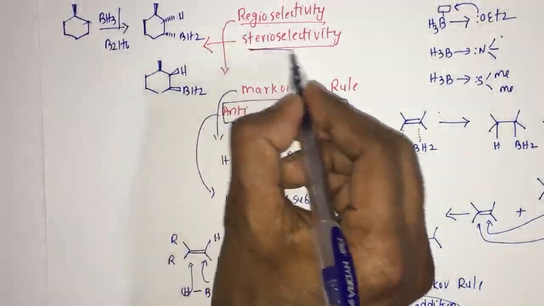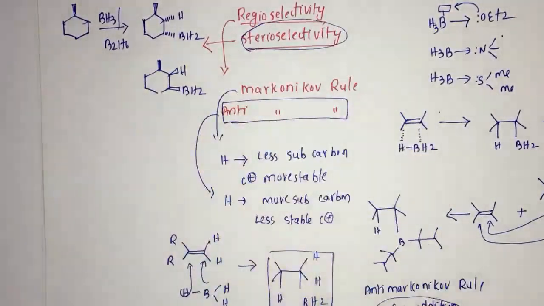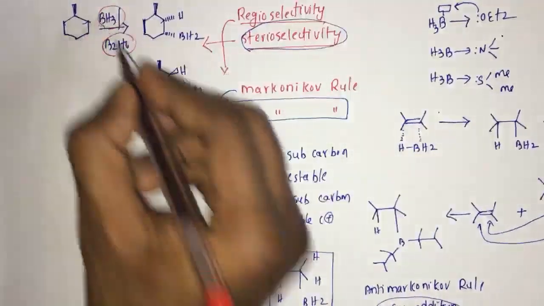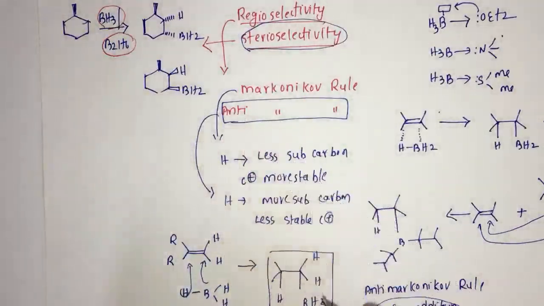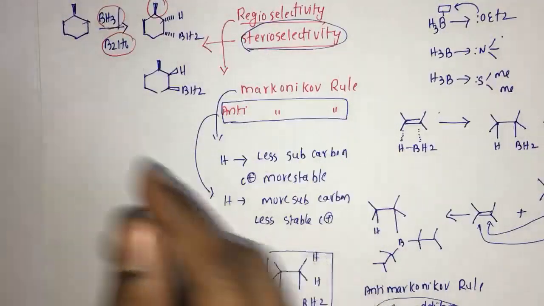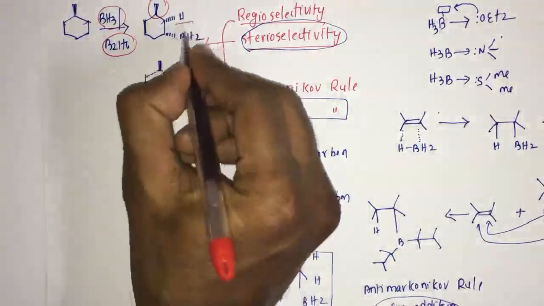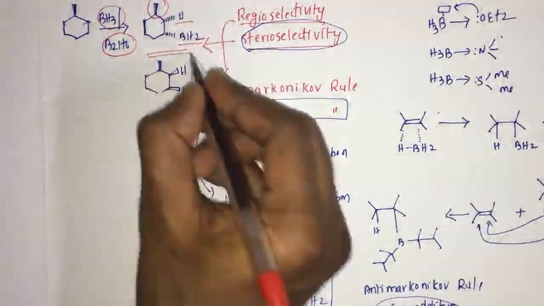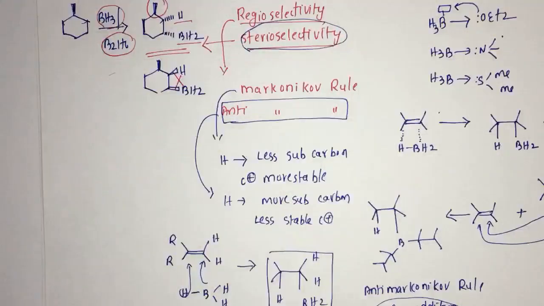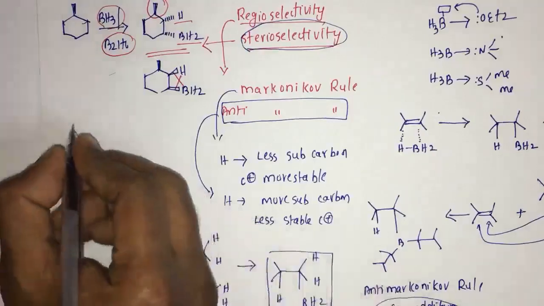So how is the stereoselectivity decided? Always remember, BH3 attacks the double bond from the less substituted side. Here a methyl group is already there, so it cannot go from the top. Because of that it goes from the bottom. So this is the correct answer and this is the wrong one. If steric crowding is on any side, hydroboration will not take place on that side; it takes place on the opposite side.